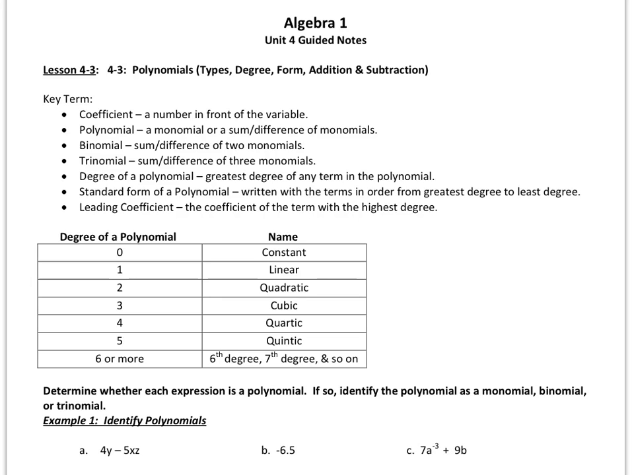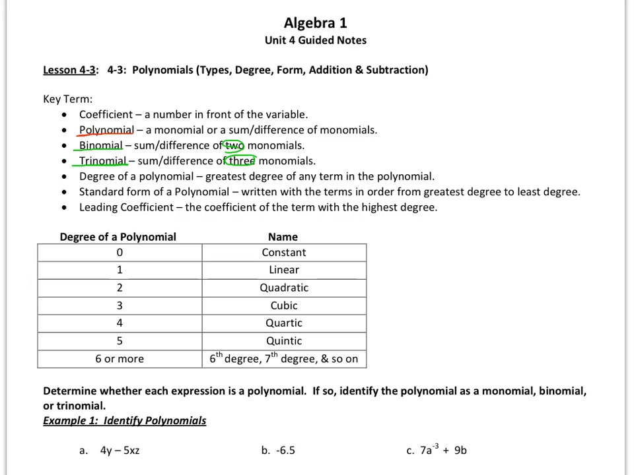So in our terminology here, a polynomial is a monomial or sum or difference of monomials. So when you put monomials together by addition or subtraction, then you create more specific polynomials. For example, if you have two monomials added or subtracted together, you have a binomial. If you have three monomials added or subtracted together, now you have a trinomial. Tri, of course, meaning three, and bi, of course, meaning two.